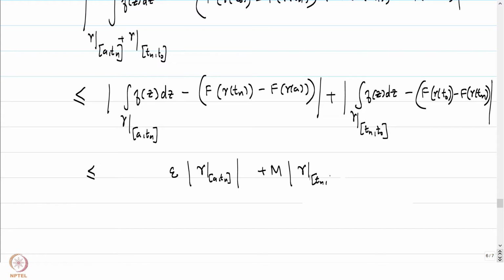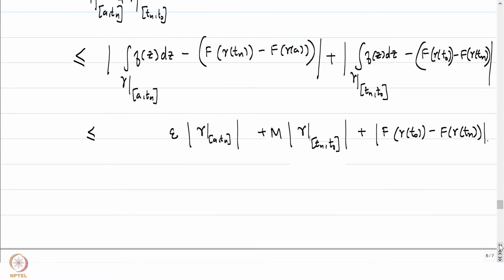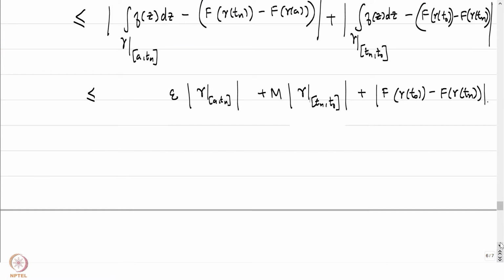from gamma restricted to Tn comma T naught minus capital F, or this is less than or equal to this, plus absolute value of capital F of gamma of T naught minus gamma of Tn. Now the function capital F is holomorphic on omega. In particular, it is continuous. It's continuous at every point of omega, and in particular, it's continuous at T naught. So by picking Tn arbitrarily close to T naught, and by using the uniform continuity of gamma, we can ensure that this term can be made less than any delta that we would like to have.